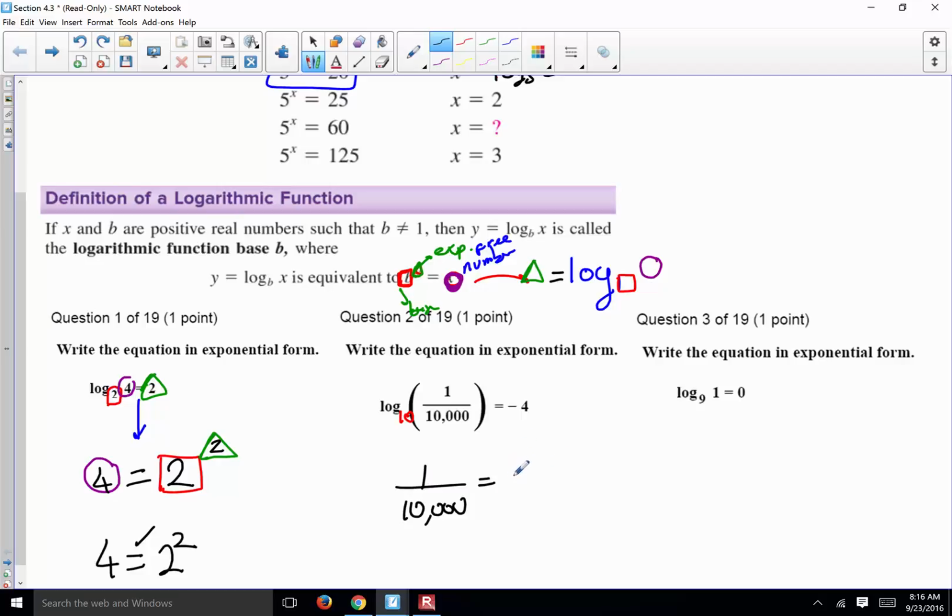Log equals 10 to the power -4. Good. Again. Base, new base, free guy. We call this triangle, right? Triangle, triangle.